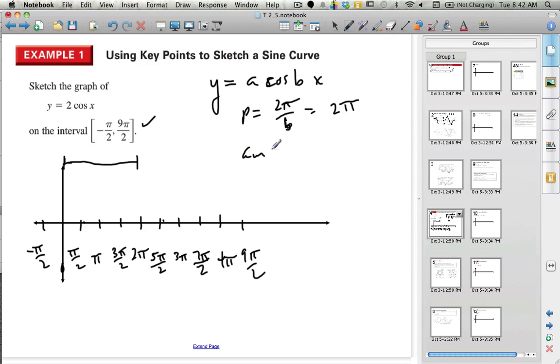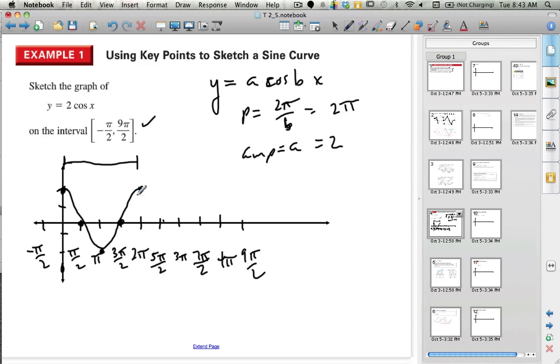My amplitude is equal to A, so in this case it's going to be 2. So we go 1, 2, 1, 2. And it's a cosine curve, so I start at the upper amplitude. In the next quarter of the period, I go to the intercept, then to the lower amplitude, then back to the intercept, and I finish out at the upper amplitude. So this would be one period or one cycle.